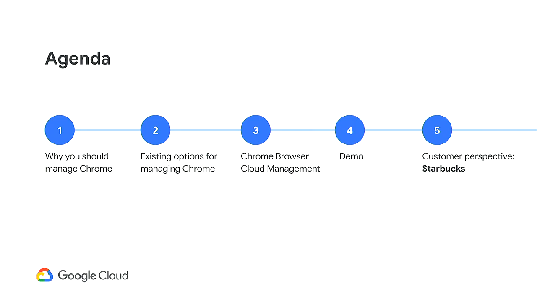So the agenda for today's talk will cover 5 topics. First, I'll discuss why enterprises are actually choosing to manage Chrome in their enterprise environments. Afterwards, I'll go over some of the existing options for managing Chrome in this environment. Then, I'll introduce a brand new product called Chrome Browser Cloud Management. I'll show you a demo, and then we'll bring Josh upstage to tell us about his experiences with Chrome Browser Cloud Management. So let's dive into this why.